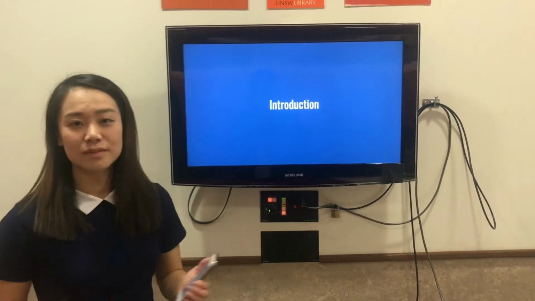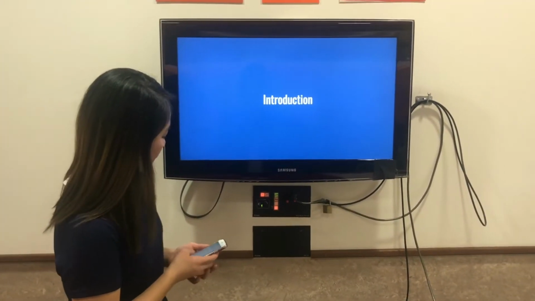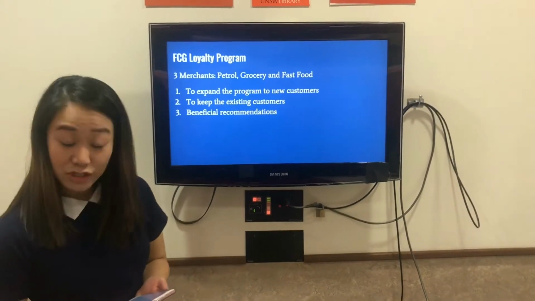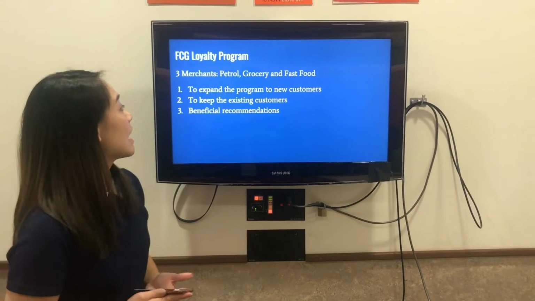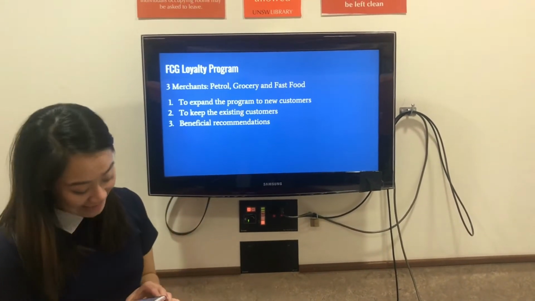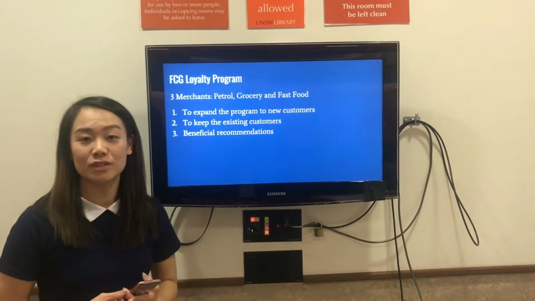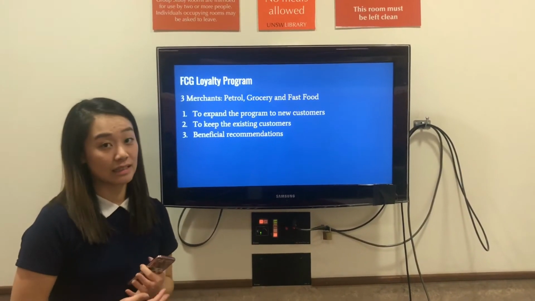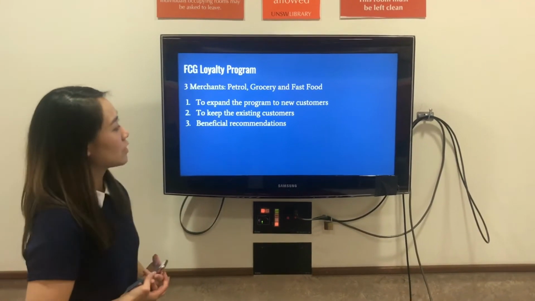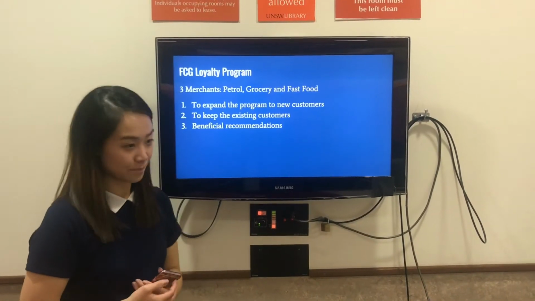Before we start, I will just give a brief introduction on what the program is about. The program is run in an Asian country, and it consists of 3 merchant members: a petrol, grocery and fast food merchant chains. Our manager Jennifer was assigned to the task to help assist in this program, and her role was to expand the program to new customers, to keep the existing customers and to recommend any beneficial recommendations.